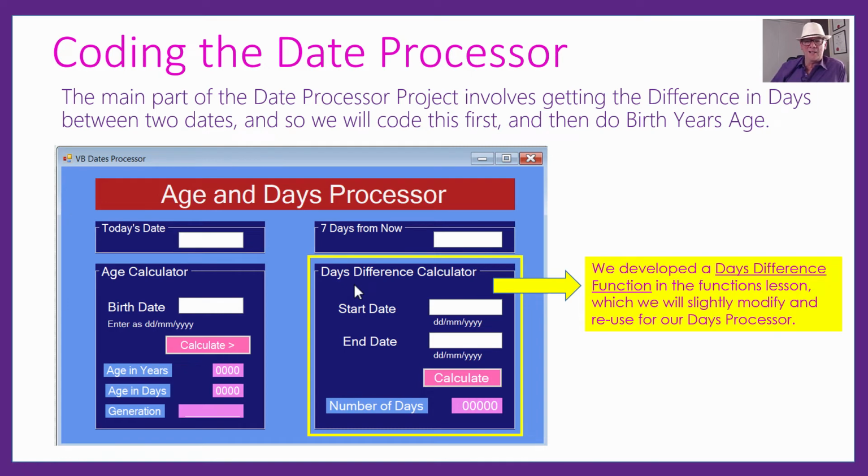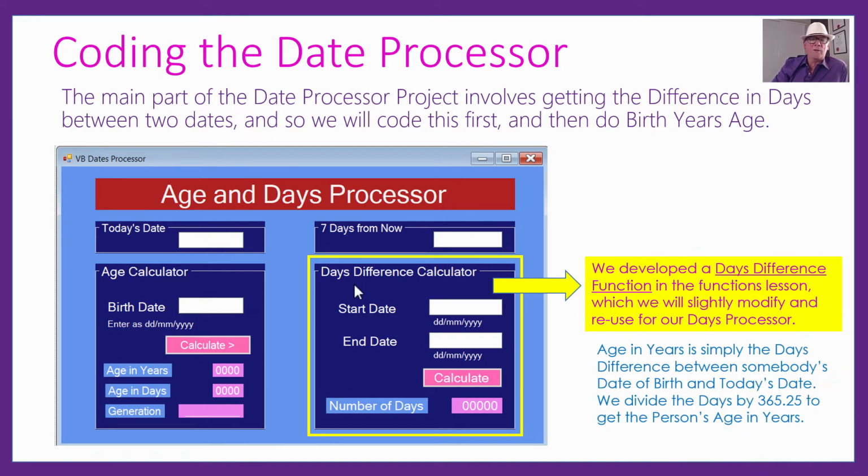back in the functions lesson. So there's not a lot of work to do here because we've already done the hard yards in a previous lesson and made a days difference calculator. And like we said, the age in years is just the days difference between when they were born and today's date. It's just that instead of days, we've got to convert it into years, and we divide by 365.25, and we'll explain later on why you need the 0.25 on the end.